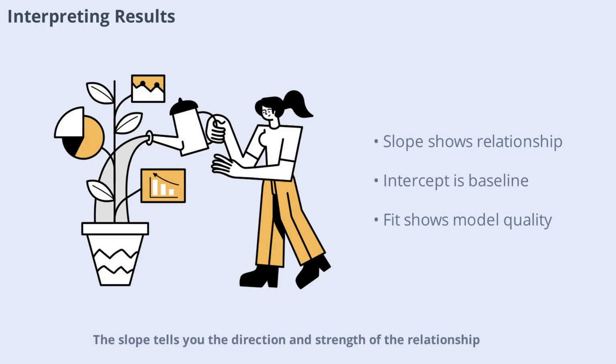The slope tells you the direction and strength of the relationship, while the intercept provides a baseline. You'll also want to consider how closely the data points cluster around the regression line, which indicates how well the model explains the variation in the dependent variable.